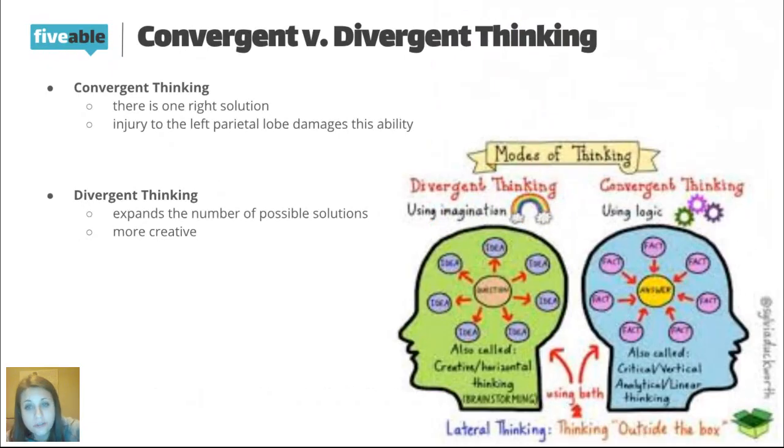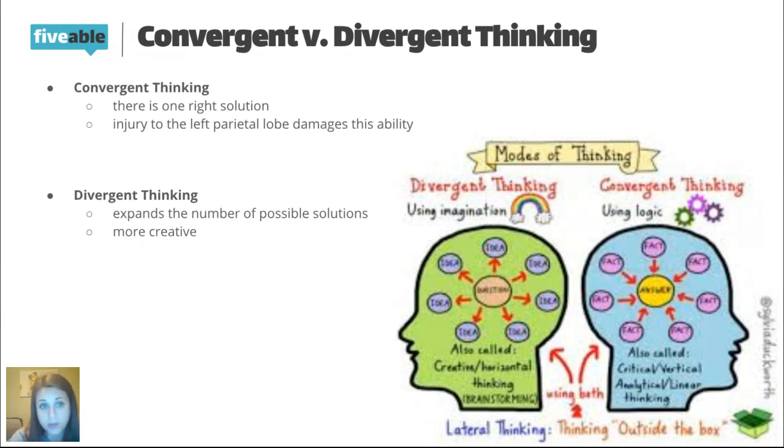But convergent thinking is basically like when I'm giving you an AP Psych test, right? Your teacher gives you a test with multiple choice questions on it. You have to come up with the right solution. That's convergent thinking. You take all of the answers and you narrow it down to a singular solution. You take all the facts, all the information, and you come up with one right solution.